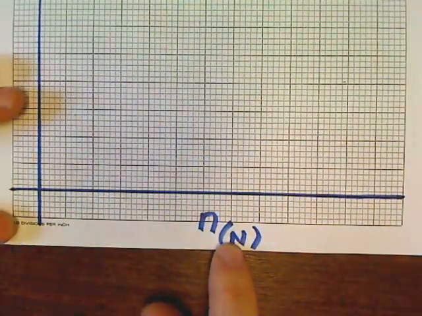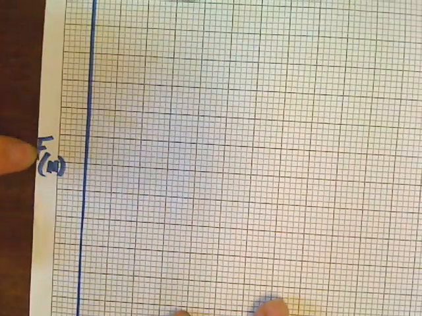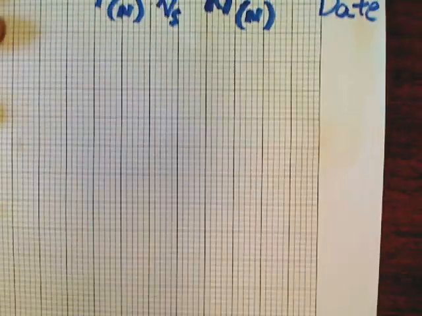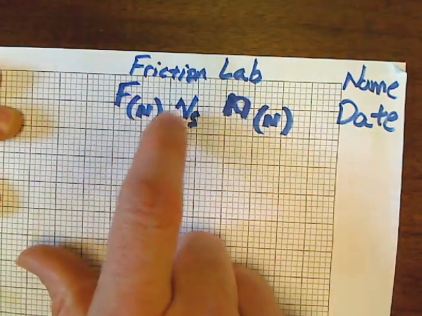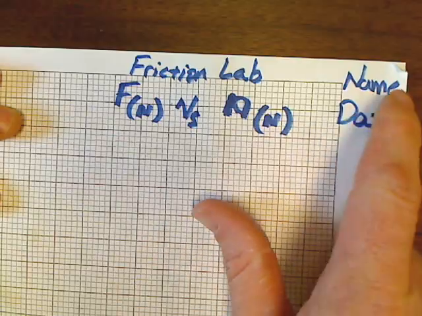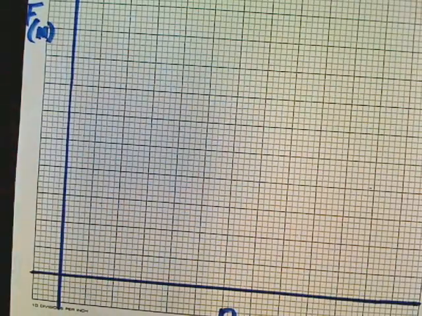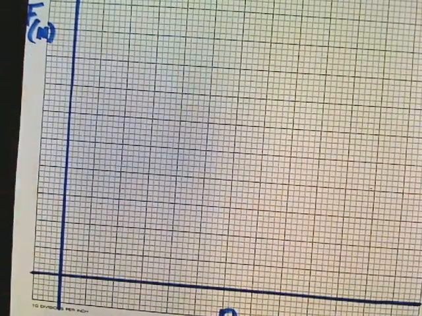So at this point, your graph should look like this. You should have normal force in newtons on the bottom. You should have force in newtons on the left. You should have the title up at the top, anything you want. But you should have this: force versus normal force in newtons, name, date. Okay, so far this graph is easy enough.